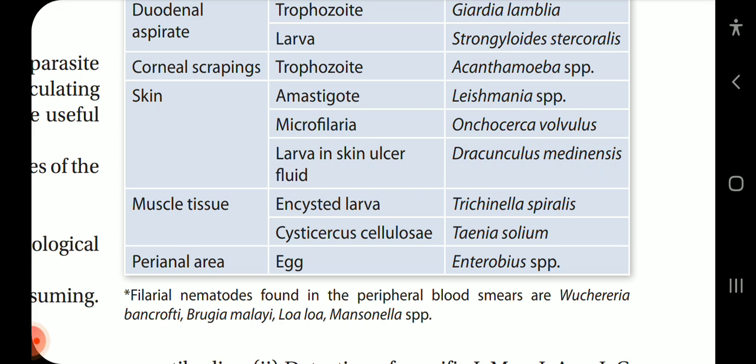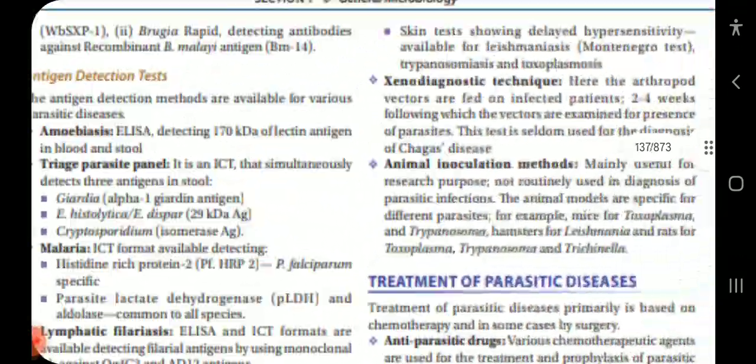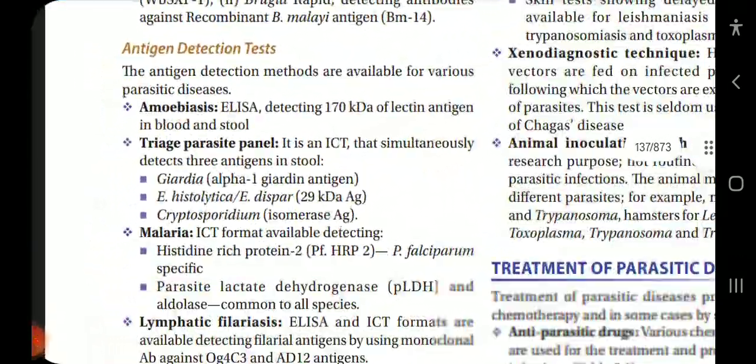Filarial nematodes found in the peripheral blood smears are Wuchereria bancrofti, Brugia malayi, Loa loa, and Mansonella species. Now, let us come on to the antigen detection test.